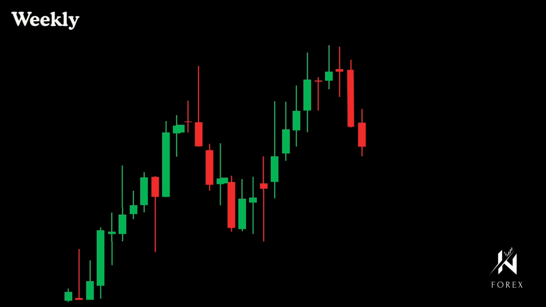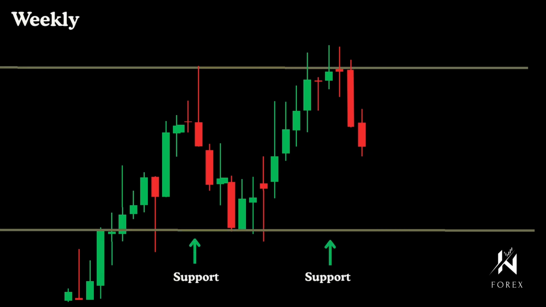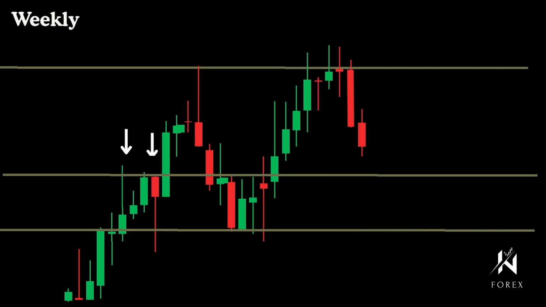For instance, this level represents a historical high that has rejected price twice. There's also another key level ahead that has served as strong support multiple times. Additionally, we can mark one more significant level here. This is all we need from the weekly chart, the critical market structure levels that have a high probability of triggering a price reaction. Now, let's zoom into the daily time frame.